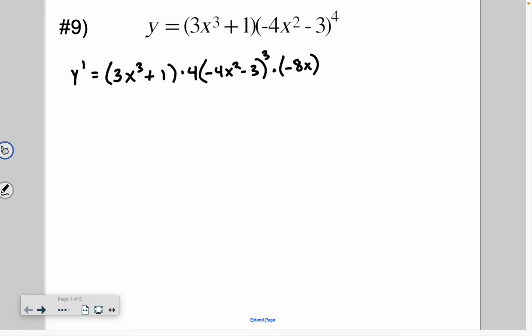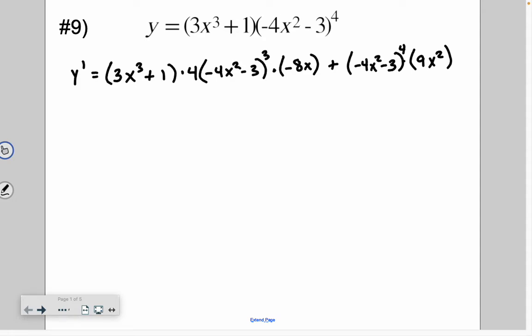But so there's your first times the derivative of the second, plus your second factor, your second function here, times the derivative of the first function. I do not need the chain rule for the first one because that quantity is not raised to a power. You're just taking the derivative of that quantity, meaning you're just using the power rule. So derivative of 3x cubed plus 1 is 9x squared. Okay? There is the actual product rule with the chain rule involved where we went through everything.